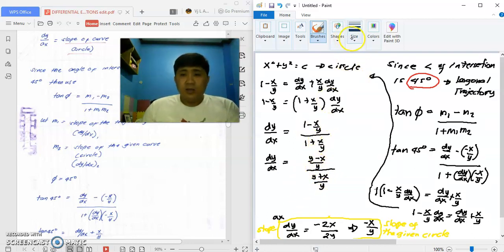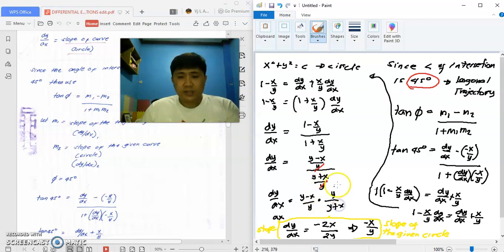So, from here, you could cancel this one, right? Because for the others who are still confused with the algebra, this is just simply dy over dx equals y minus x over y times, transpose this one, you have y over y plus x. So, that's why it cancelled. Okay? That's how it happens.